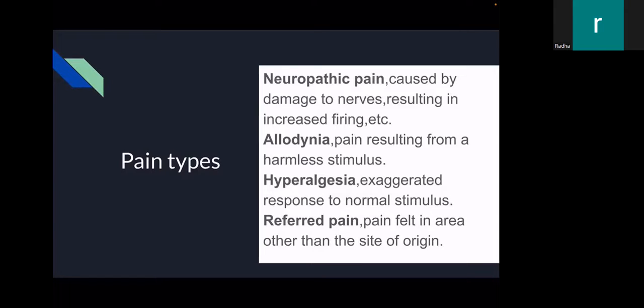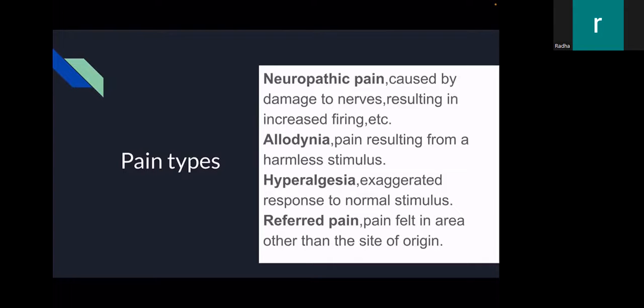Next is hyperalgesia. What is this? This is an exaggerated response to a normal stimulus. For example, one particular type of pain stimulus should cause a pain score of 2, but it can cause a pain score of 8 or 10. So that is hyperalgesia. Last one, referred pain. Pain felt in an area other than the site of origin.